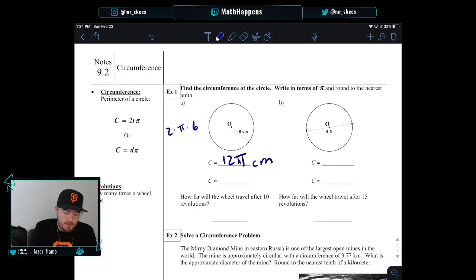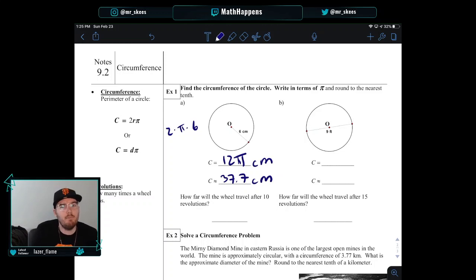But if we plug that into a calculator, we can round it. Do I have the pi button? Yeah, I do. 37.699. We'll call it 37.7 centimeters. Be comfortable with writing it in both forms, okay? Multiple choice answers, that sort of thing. Just be comfortable with writing it as 12 pi. That's a legit answer. That means 12 times pi.